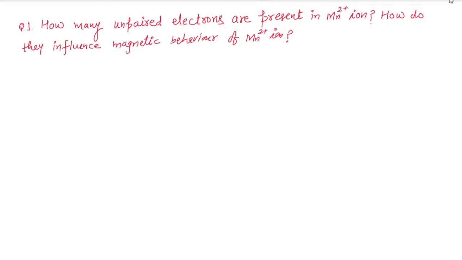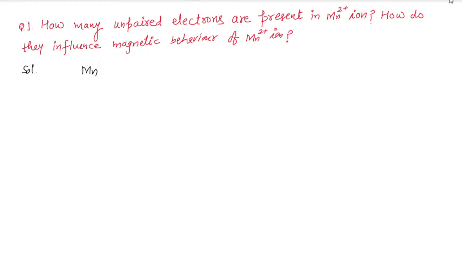Okay, guys, so let us start our D and F block revision with the question: how many unpaired electrons are present in Mn2+ ion, and how do they influence magnetic behavior of Mn2+? Yes, beta, so this is the question for you. Unpaired electrons in Mn2+. So just write down the electronic configuration.